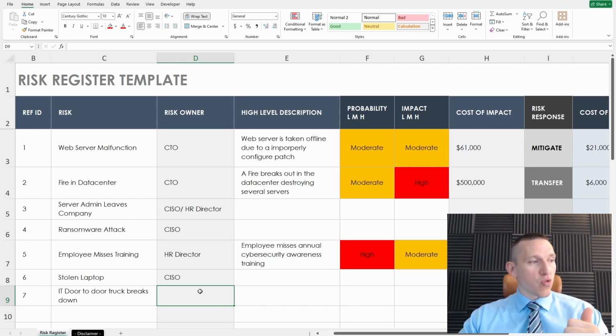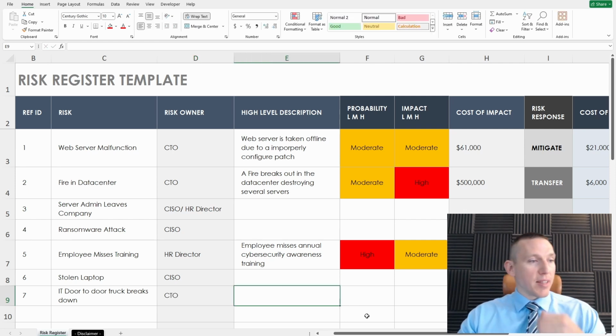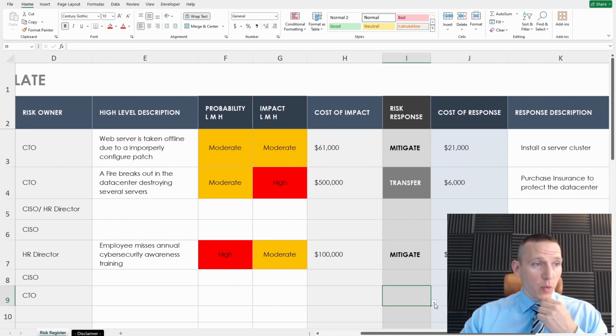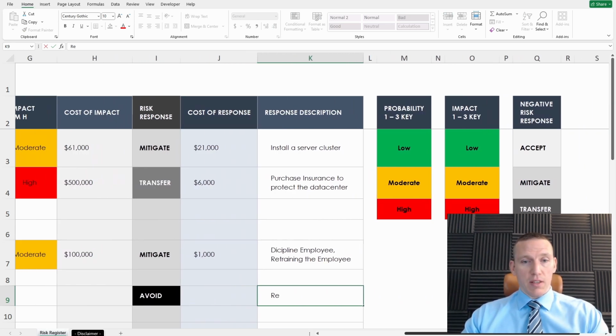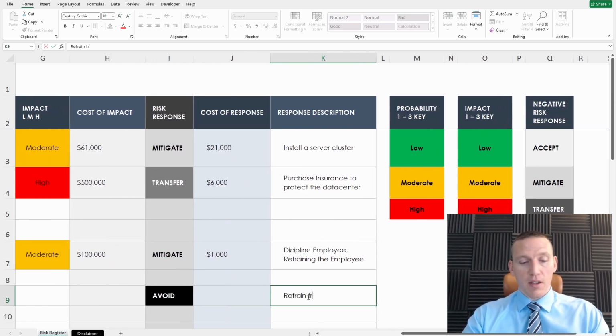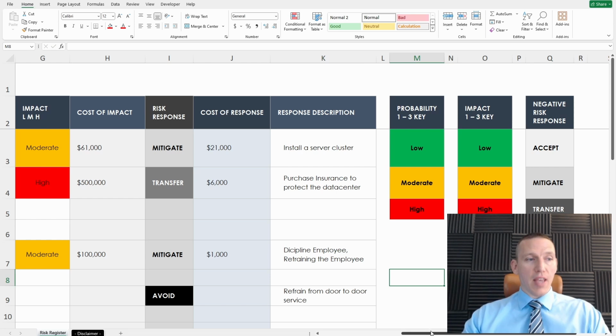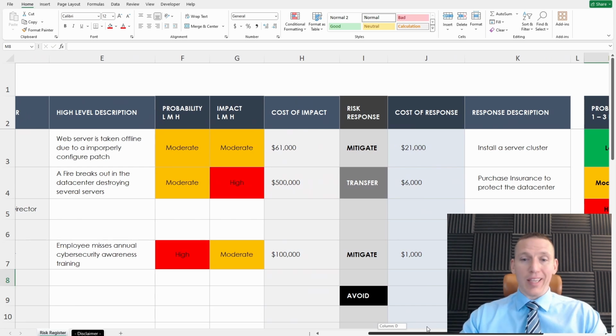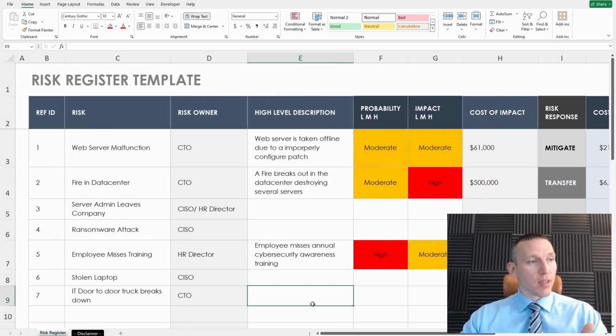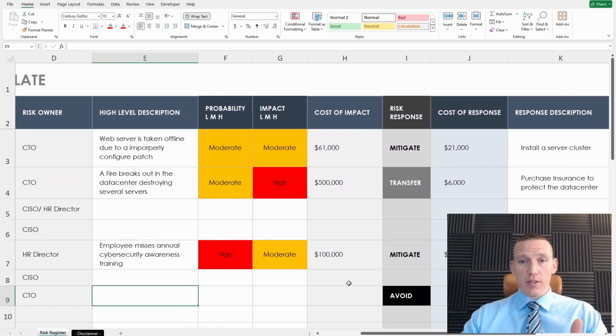So if we don't want to deal with a truck breaking down, I'm going to assign that to the CTO, then what we can do is we can avoid the risk. If we avoid the risk, we can basically refrain from doing that door-to-door service. So that's how we would avoid that risk, essentially, because we would not be participating at all in the business process of having that door-to-door IT service. So never think that you're avoiding a risk by putting in a security control. You can only avoid a risk by not participating in a business process whatsoever. So I hope that makes sense.